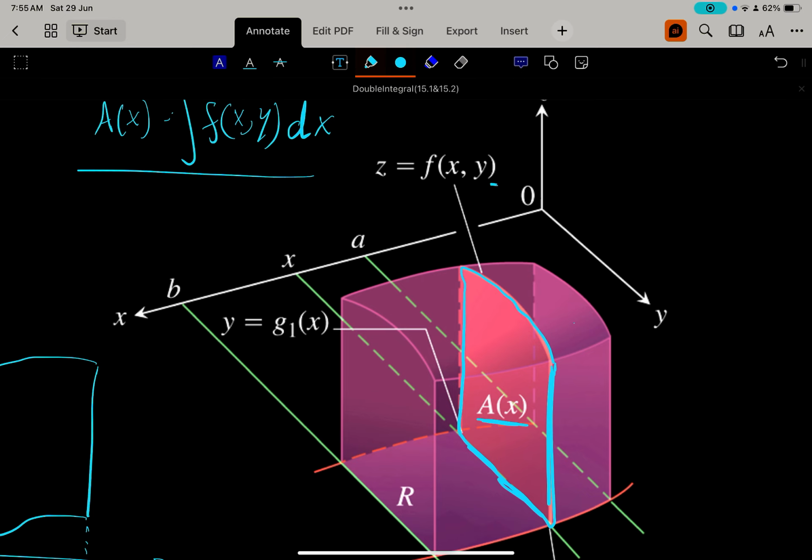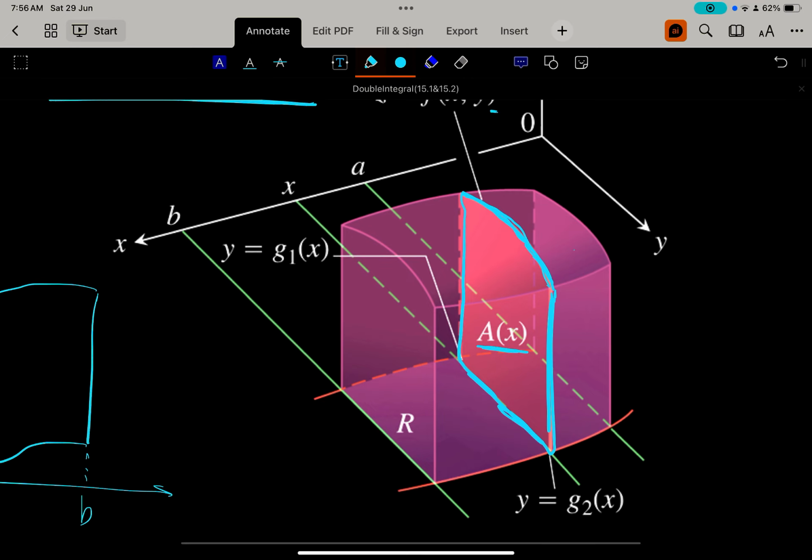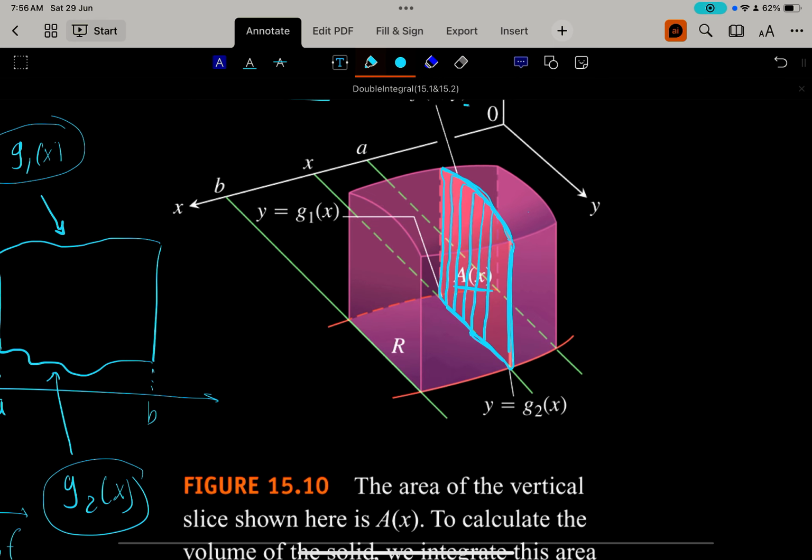We are finding this A of x, so we are integrating over this surface, over this curve, the curve above, and we are doing a regular integral with rectangles, approximating rectangles. So these are approximating rectangles, and by that we are doing the integral. And when we find the integral, we find the cross-sectional area of this.